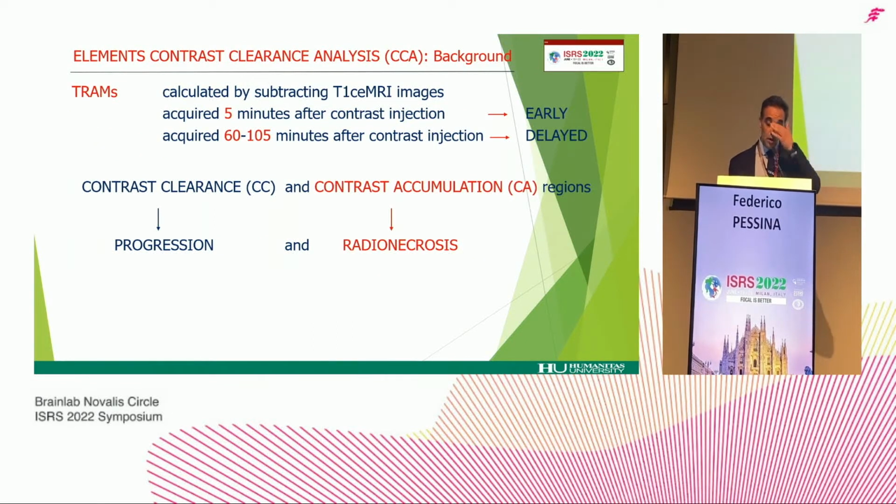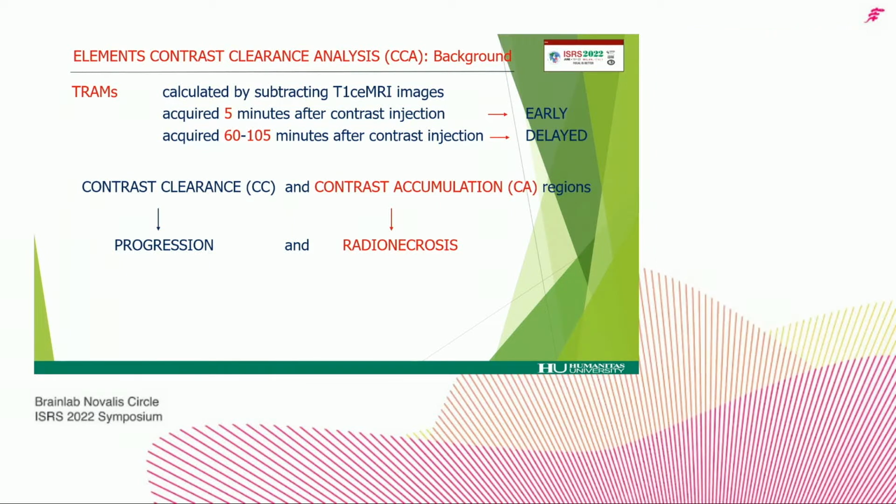We employ MRI technique, especially T1 contrast-enhancing MRI sequences, with two different sequences acquired. The first, 5 minutes after contrast injection, is considered the early acquisition, and another after about 1 hour, 1 hour and a half after the contrast injection, is considered delayed. We know generally that contrast clearance could represent progression, while contrast accumulation regions can represent radiation necrosis. We will see how in detail now.